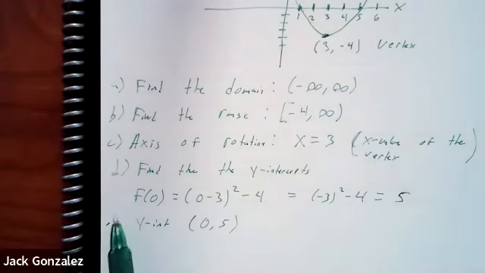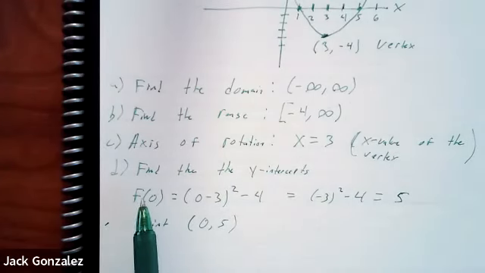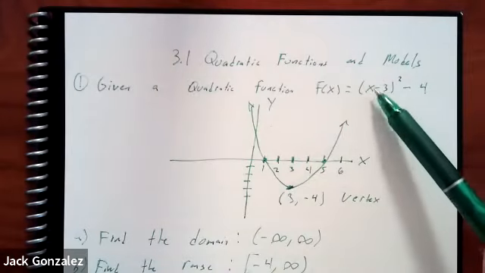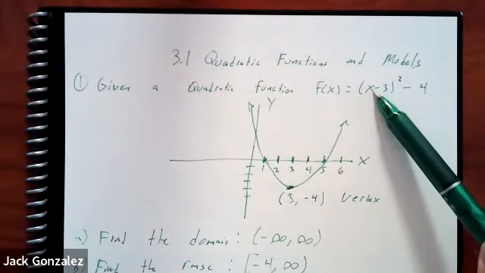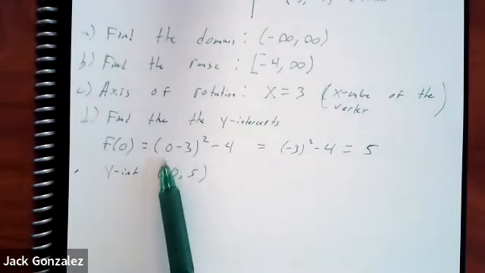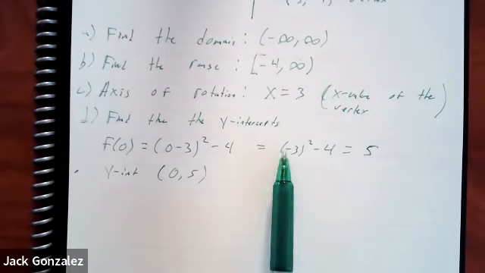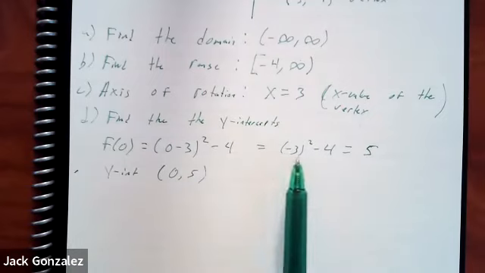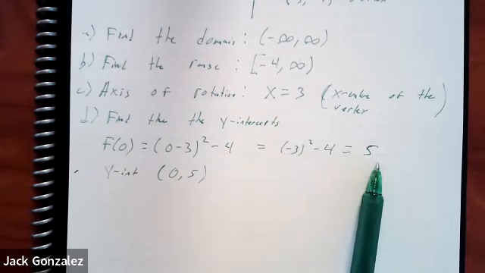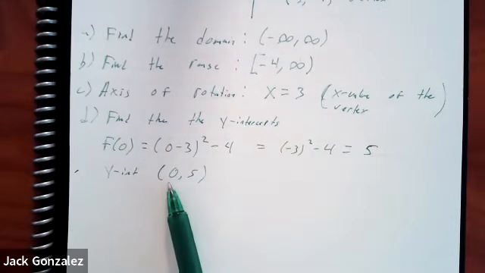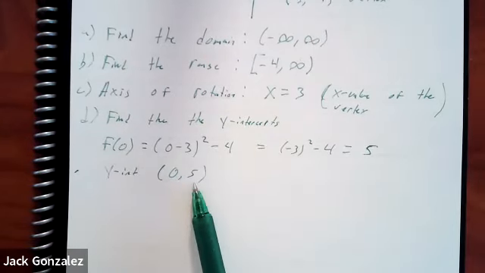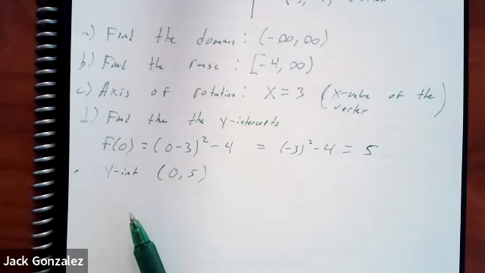Part D. So in order to find the y-intercept, you let X be 0. So this is the function they gave you. Plug in 0 for any X. So once you do that, you get 0 minus 3 squared, which is -3 squared. -3 squared is 9. 9 minus 4 is 5. So when X is 0, Y is 5. That makes sense?